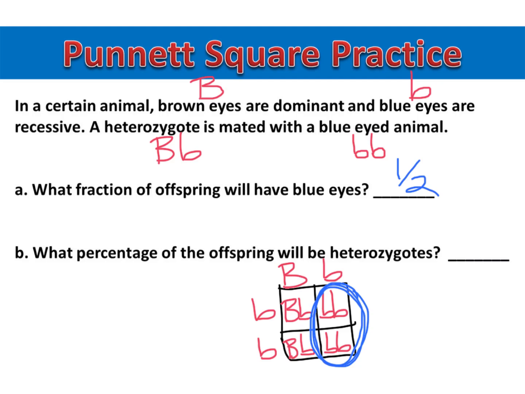What percentage of the offspring will be heterozygotes? Well, those are the other 2 boxes. Those show offspring predicted to have a heterozygote genotype. And so since I'm looking for a percentage here instead of a half, I'll write 50%.